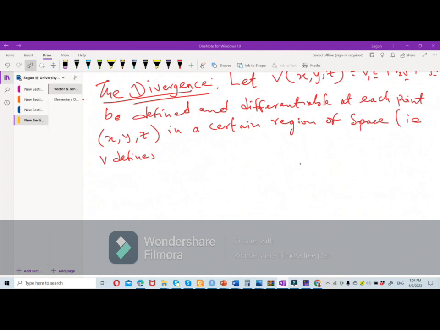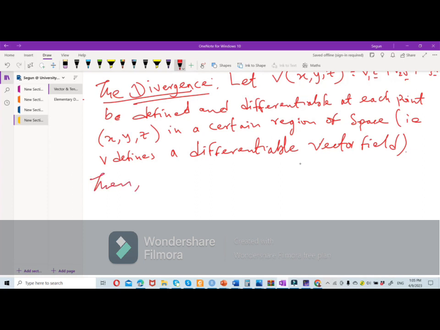a differentiable vector field. Then how do we write it mathematically?